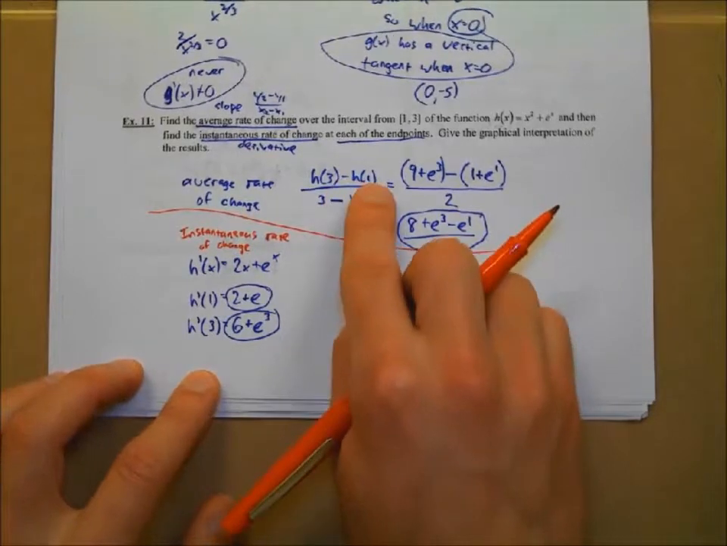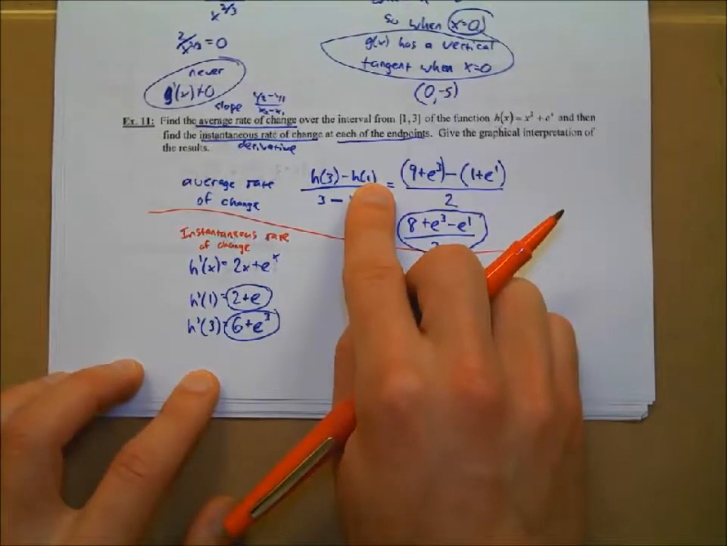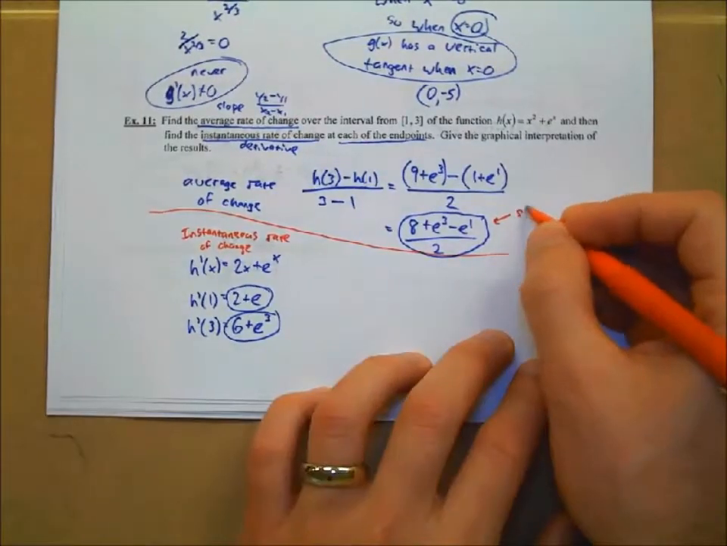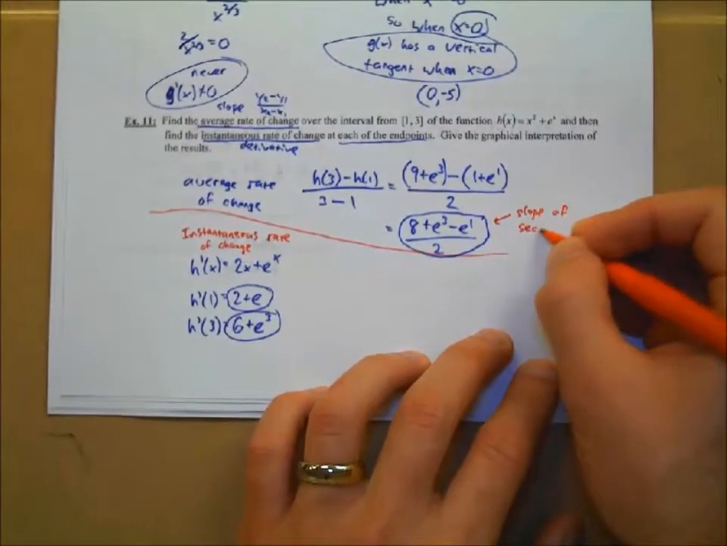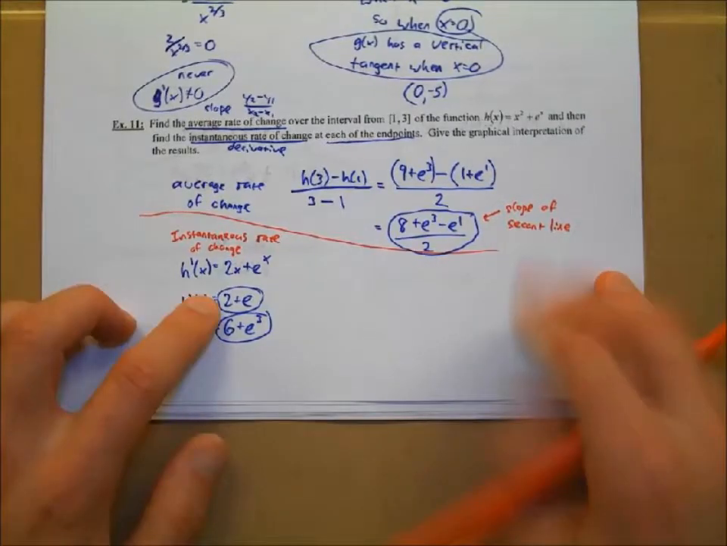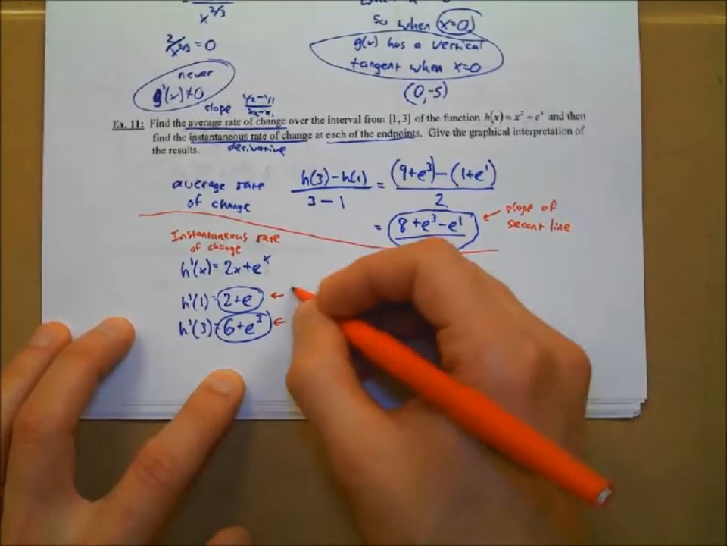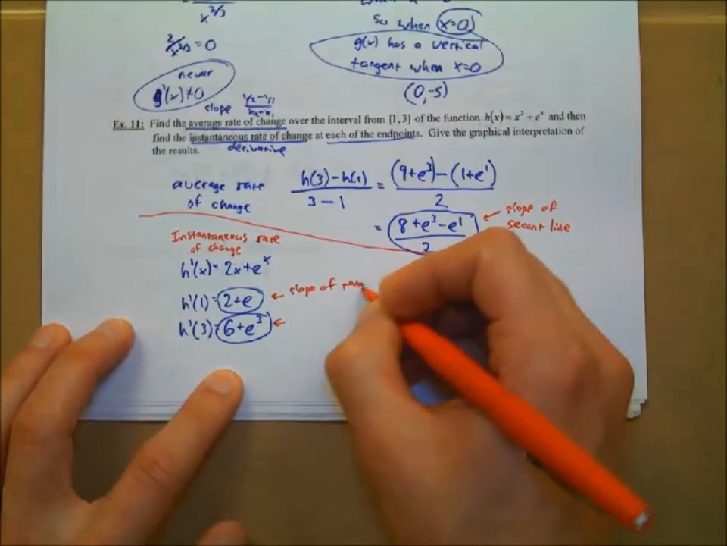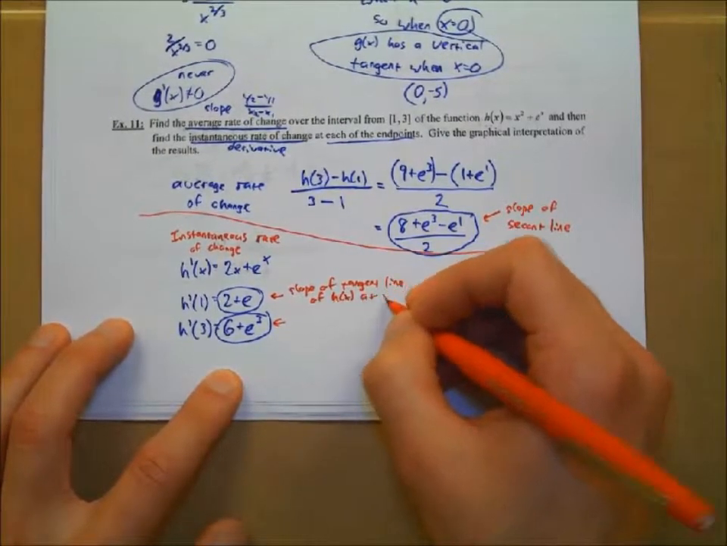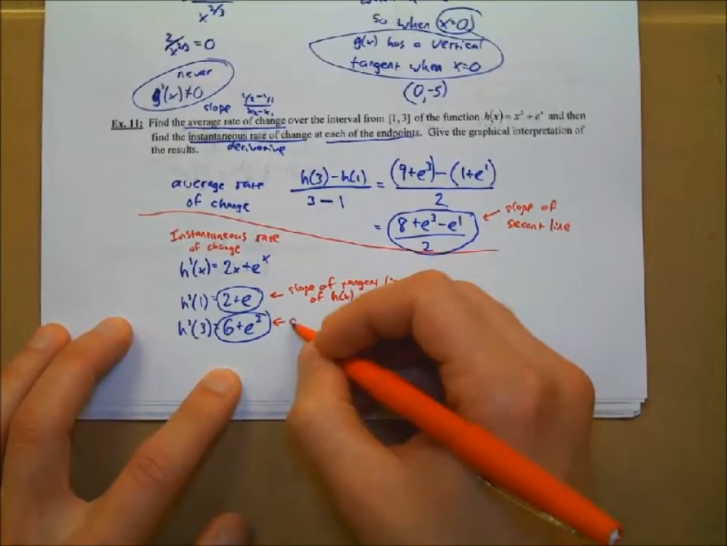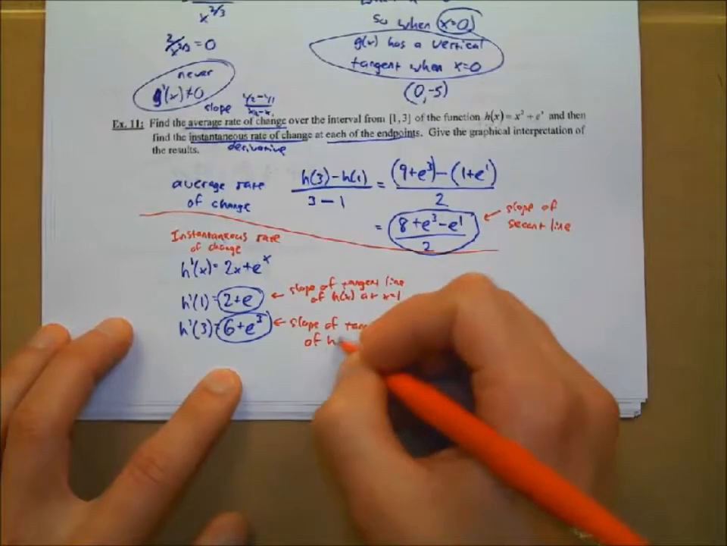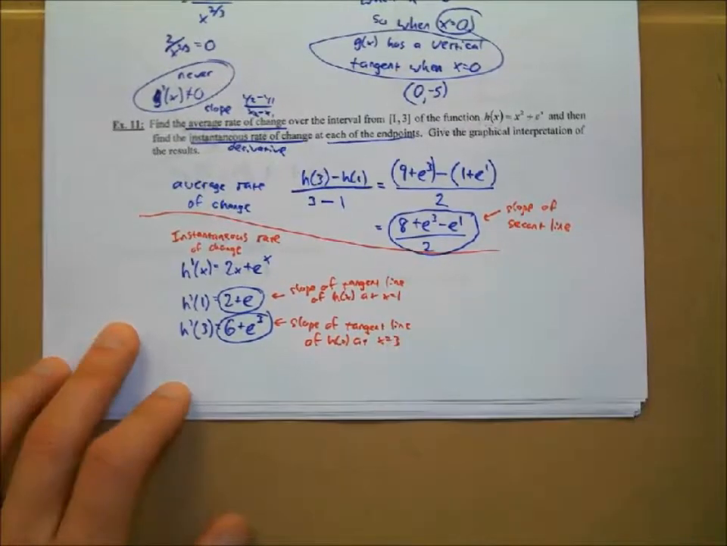Remember that when we were first talking about derivatives, we talked about finding the slope of the secant line. And we found the slope of the secant line using the slope formula. So this right here is the slope of the secant line. That's another way of thinking of it. Whereas these two are both slopes of tangent lines. The first one is the slope of the tangent line of h of x at x equals 1, and this is the slope of the tangent line of h of x at x equals 3.